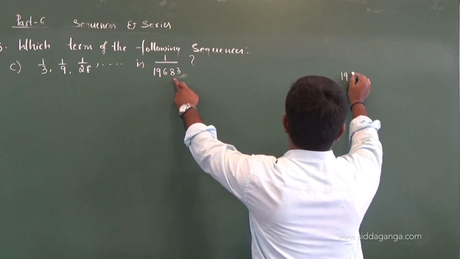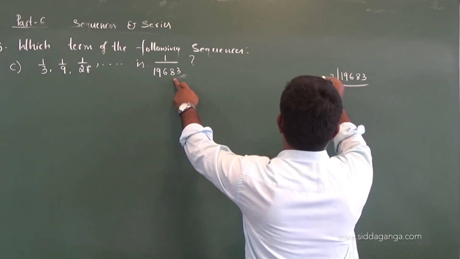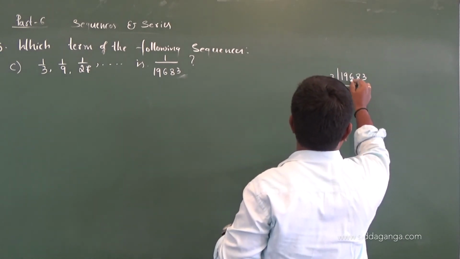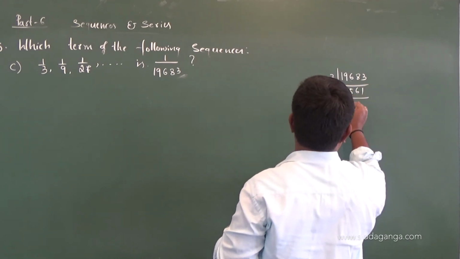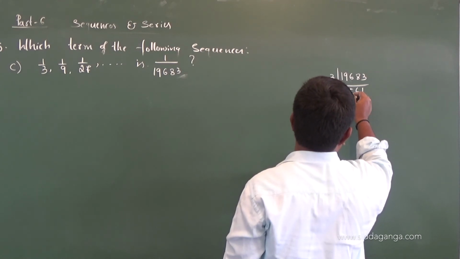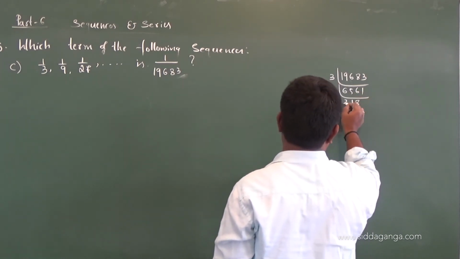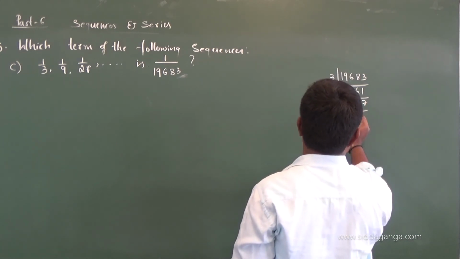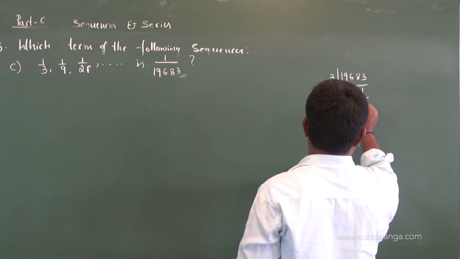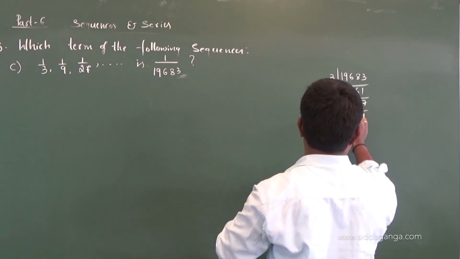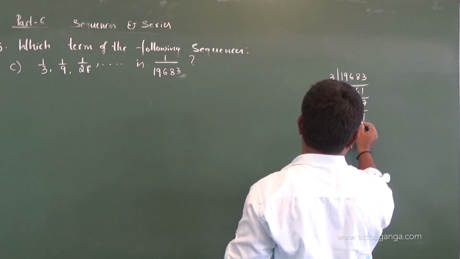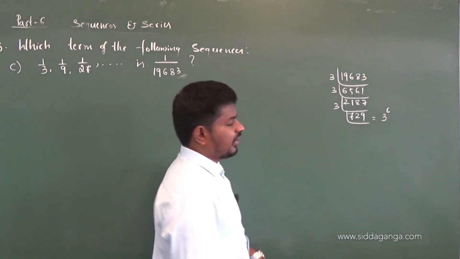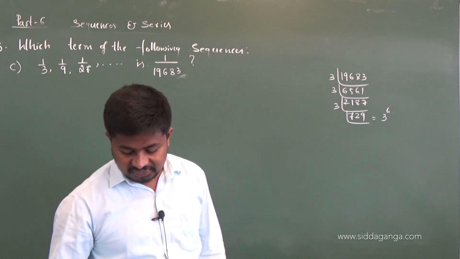3 2s are 6, right? 729 is nothing but 3 power of 6, right? So 3 power of 6 into 3 power of 3 gives 3 power of 9.